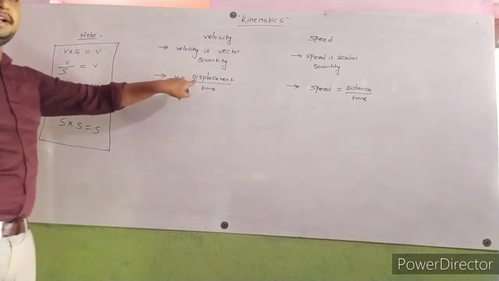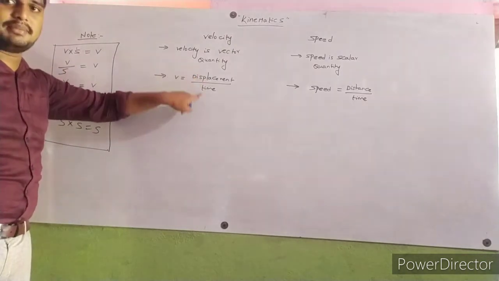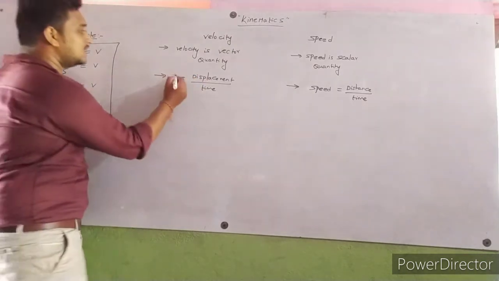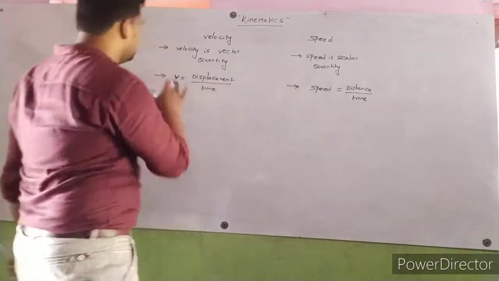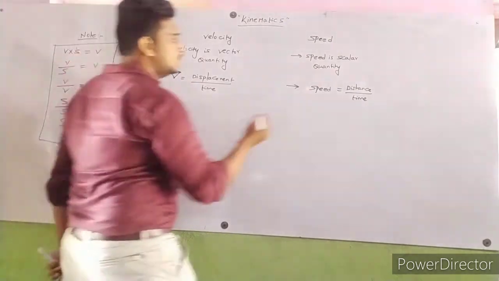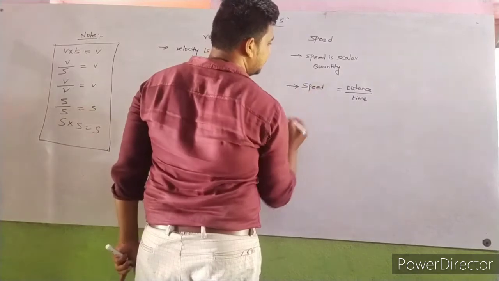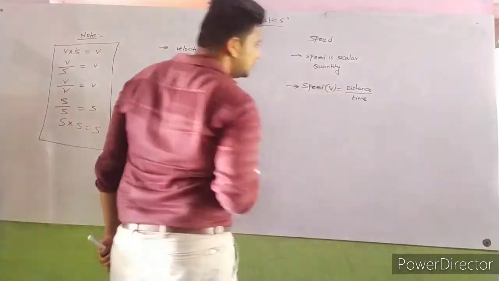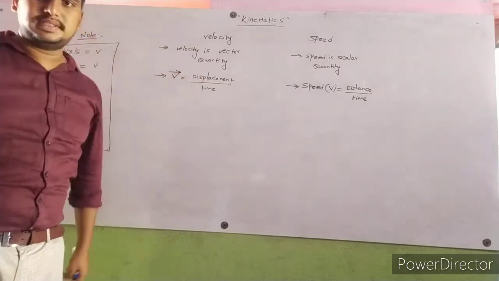Here displacement is a vector quantity. Time is a scalar quantity. Vector by scalar is vector only. So velocity is a vector quantity and speed is a scalar quantity. How can we represent them? Velocity is represented as v bar. Speed is represented as just v. So that is very important.